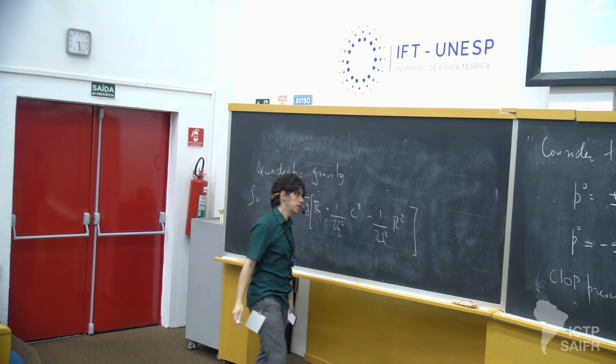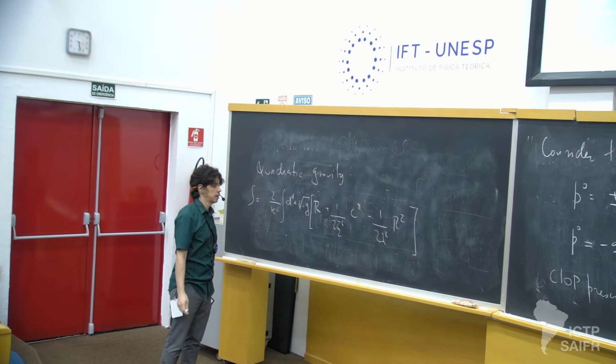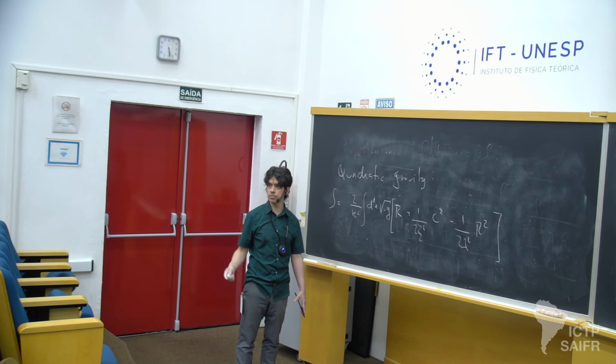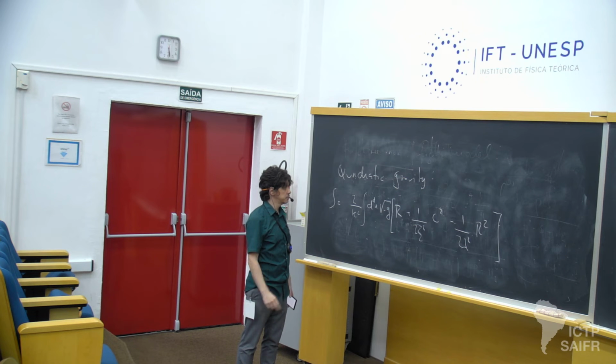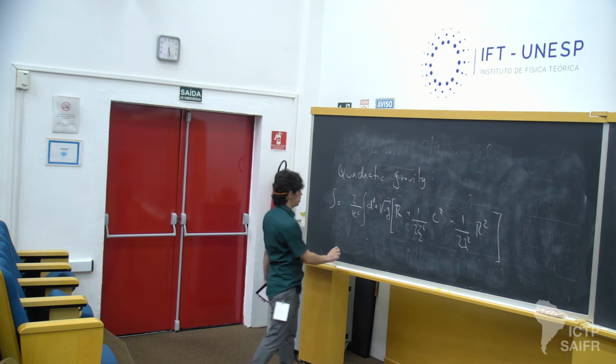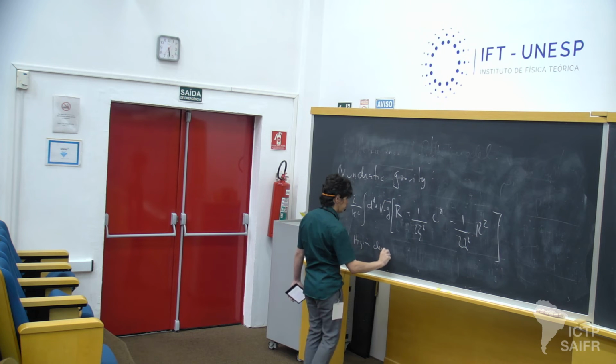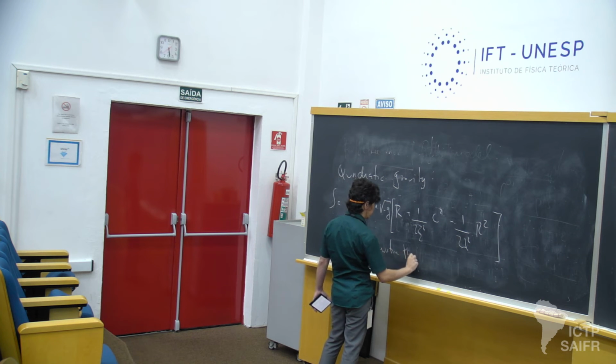Of course, you can also add a cosmological constant term. You can also add a surface term. You can also add a Gauss-Bonnet term. These terms will be important if you're studying one-loop renormalization, but it's not our case here. So this is a higher derivative theory, right?